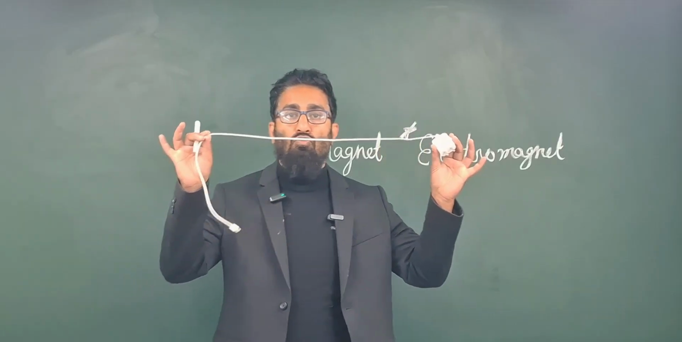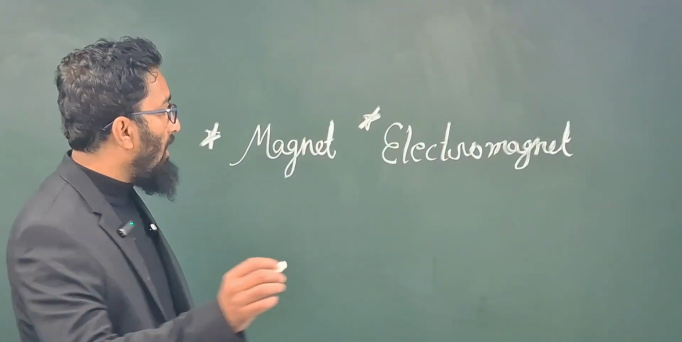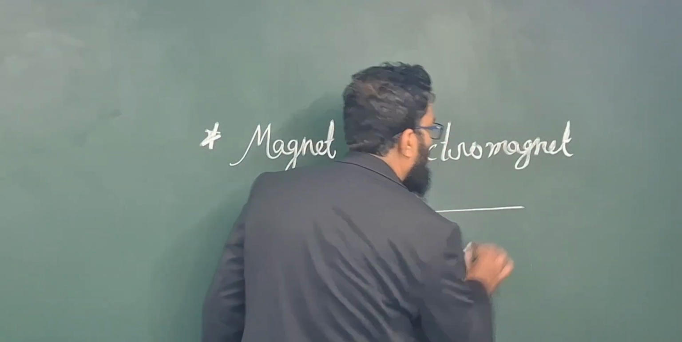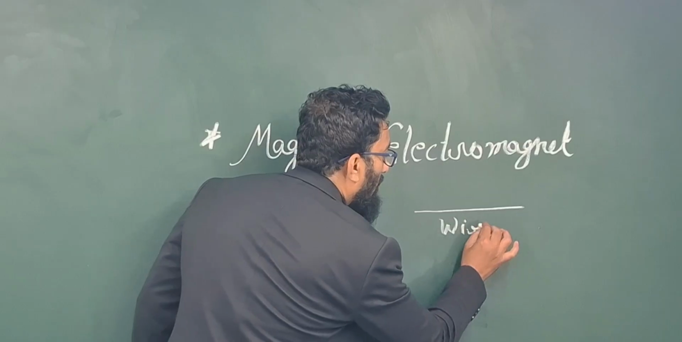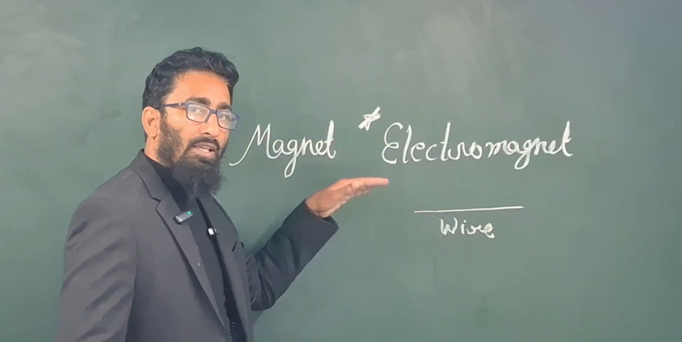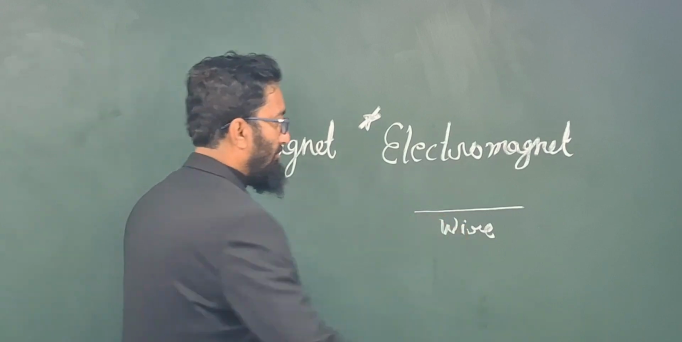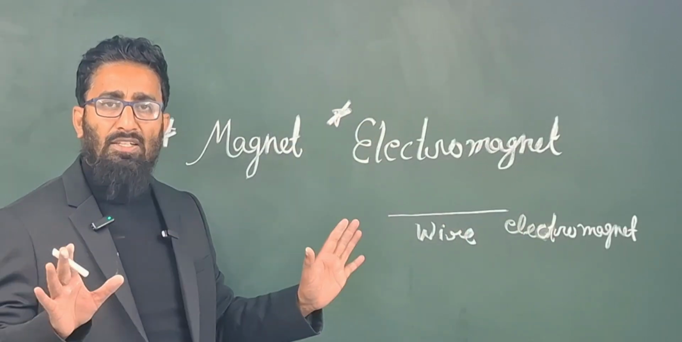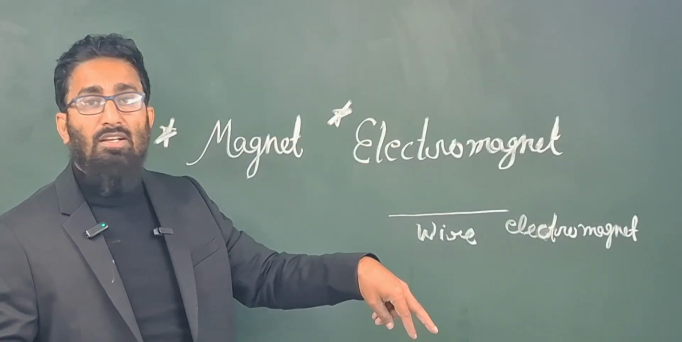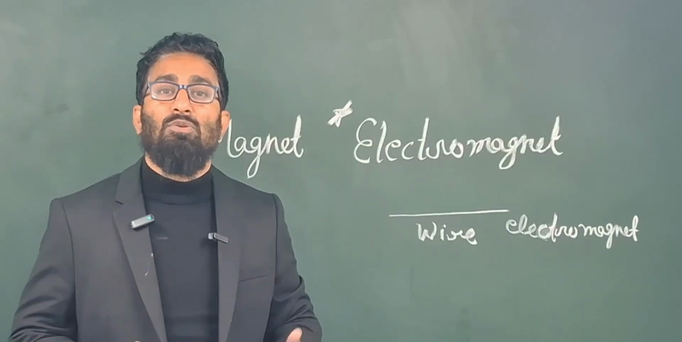I have a wire. When we supply the current in a wire, this wire changes into an electromagnet. When this is a simple wire, there is no magnet. But when we supply the electric current, this wire will become electromagnet.